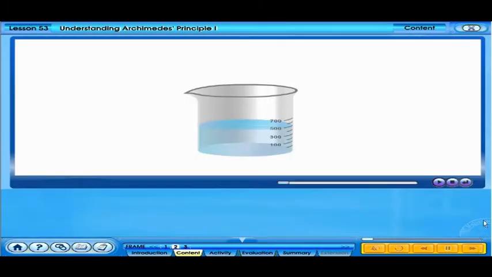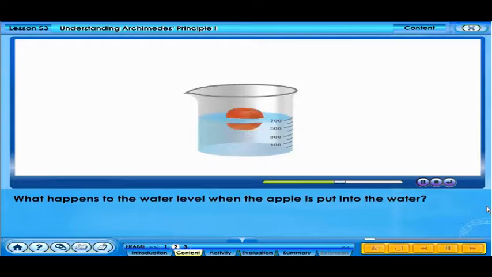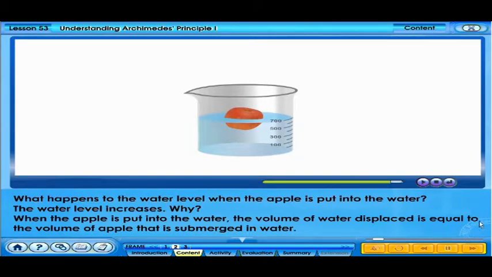Observe the water level. What happens to the water level when the apple is put into the water? The water level increases. Why? When the apple is put into the water, the volume of water displaced is equal to the volume of apple that is submerged in water.